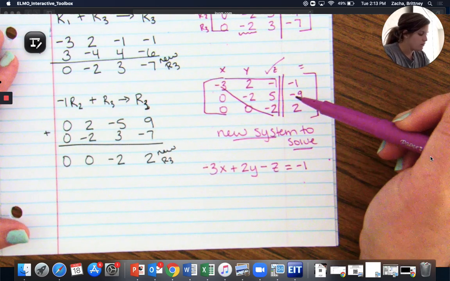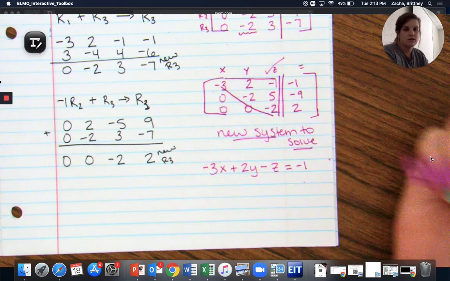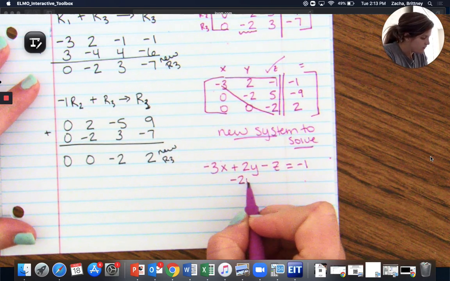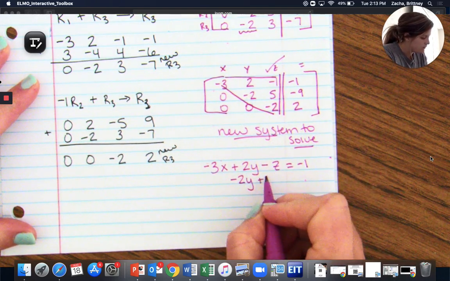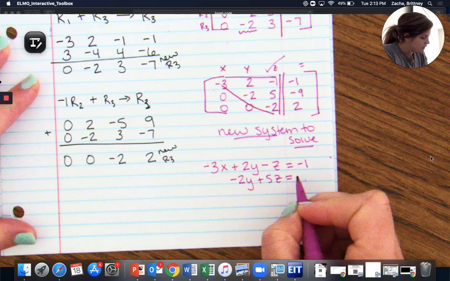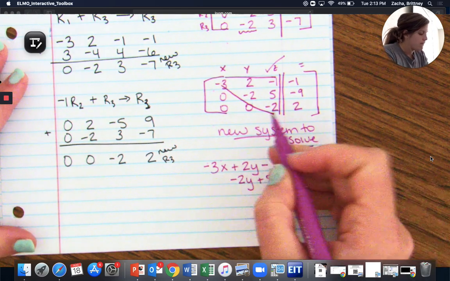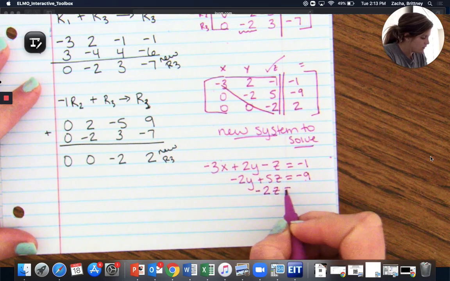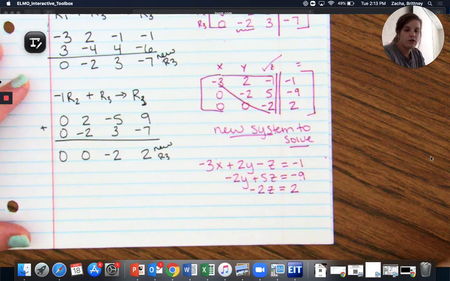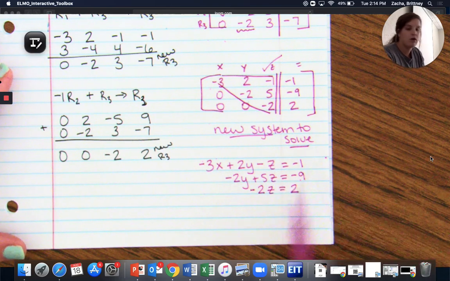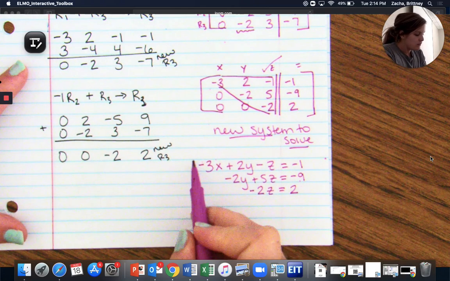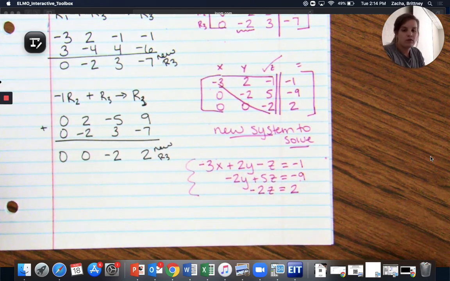Okay, row 2, we could put 0x, but not necessary because 0 times anything is 0. So we can just put -2y plus 5z equals -9. And then last is -2z equals 2. Hopefully you're noticing I'm putting a line through my z's and not my 2, so you can tell the difference. Okay, so there's your new system that we're going to use in order to solve.